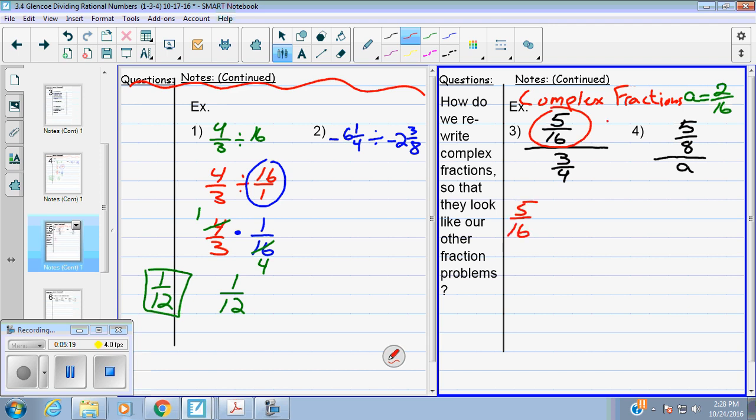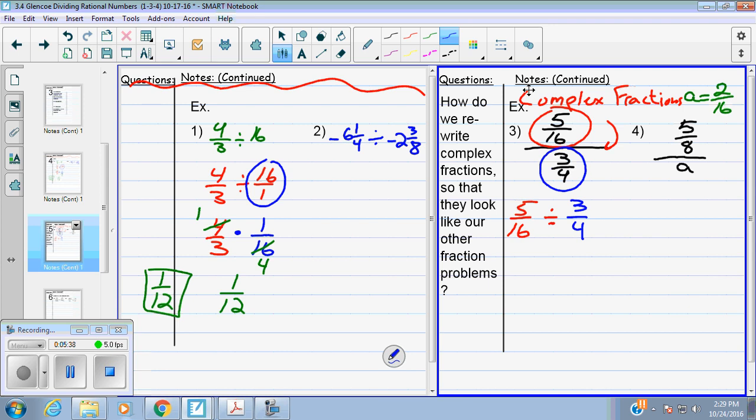Then this bar in between the two fractions stands for a divided by symbol, so we write a divided by symbol. And then 3/4 is the second fraction we read when we read this complex fraction, so we write it second. And now you should notice this problem looks a lot like our other problem.